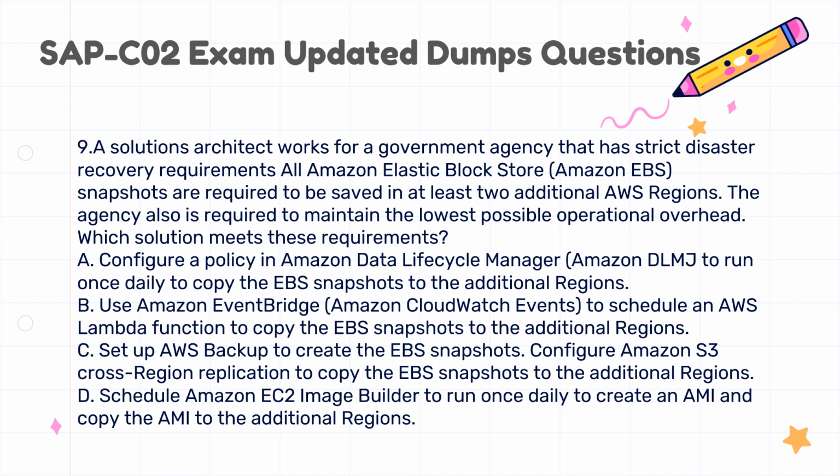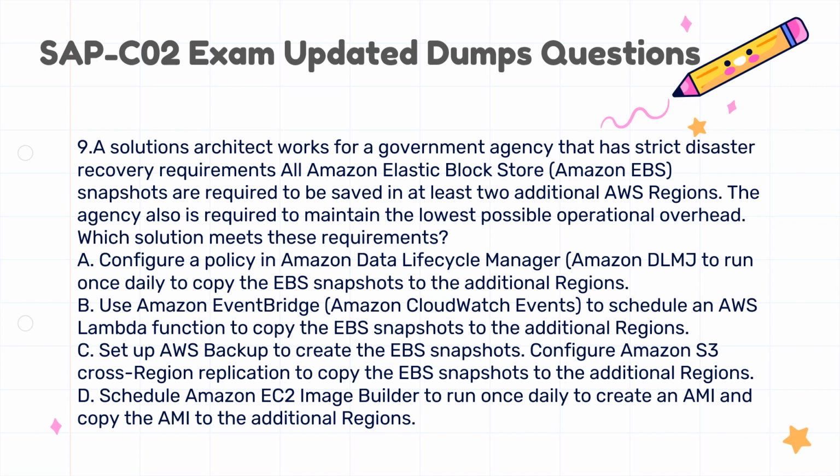A. Configure a policy in Amazon Data Lifecycle Manager, Amazon DLM, to run once daily to copy the EBS snapshots to the additional regions. B. Use Amazon EventBridge, Amazon CloudWatch Events, to schedule an AWS Lambda function to copy the EBS snapshots to the additional regions. C. Set up AWS Backup to create the EBS snapshots. Configure Amazon S3 cross-region replication to copy the EBS snapshots to the additional regions.